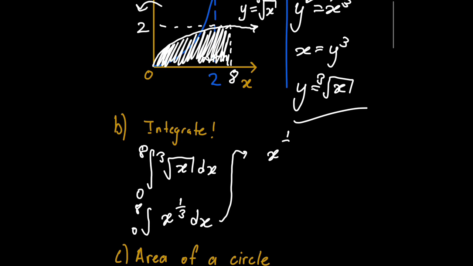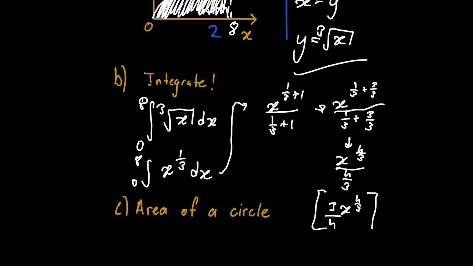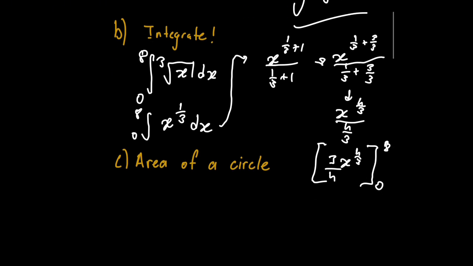So we get x to the 1/3 plus 1 divided by 1/3 plus 1, which is the same as x to the power of 1/3 plus 3 over 3 divided by 1/3 plus 3 over 3. And this right here will give us x to the power of 4 over 3 divided by 4 over 3. And then what we can do is flip our fraction and put that in front. So we get x to the power of 4 over 3 times 3 over 4. And then all we've got to do is put our little bracket here, and put our boundaries, so that's 0 and 8, and boom.